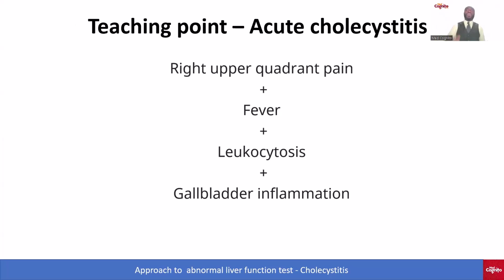Beautiful. So now, cholecystitis, what's the teaching point here? This one, I want you to write it down, take a screenshot of my beautiful face, just make sure you get it so that in the exam, you don't miss it. Any patient with right upper quadrant pain plus fever plus leukocytosis plus gallbladder inflammation for the MCCQE1 exam, that patient has acute cholecystitis. What are the things which will be presented to me in a question stem so that I can say this is acute cholecystitis? Right upper quadrant pain, fever, leukocytosis, gallbladder inflammation.